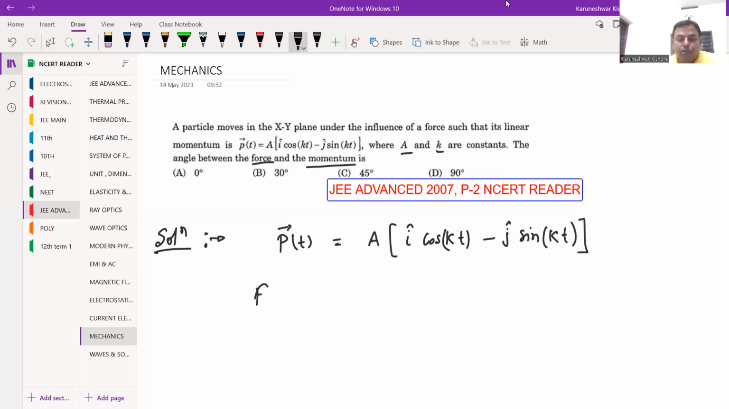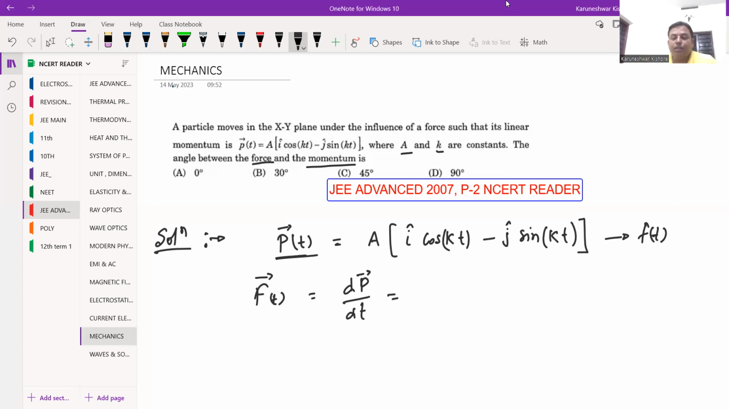What we know is force. If a linear momentum is given as a function of time, we can relate what the force will be as a function of time. It will be dp by dt. If we differentiate the linear momentum with respect to time, we get the force. That is Newton's second law. You have learned that force is the rate of change of linear momentum. So we are just differentiating that function of linear momentum.